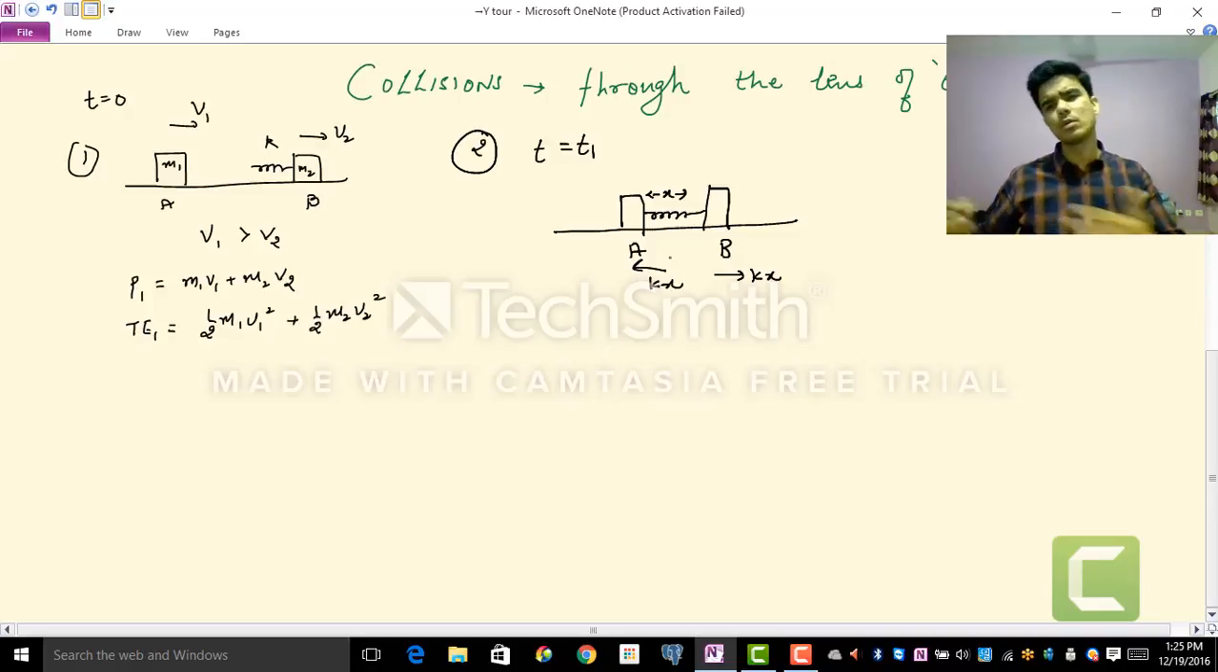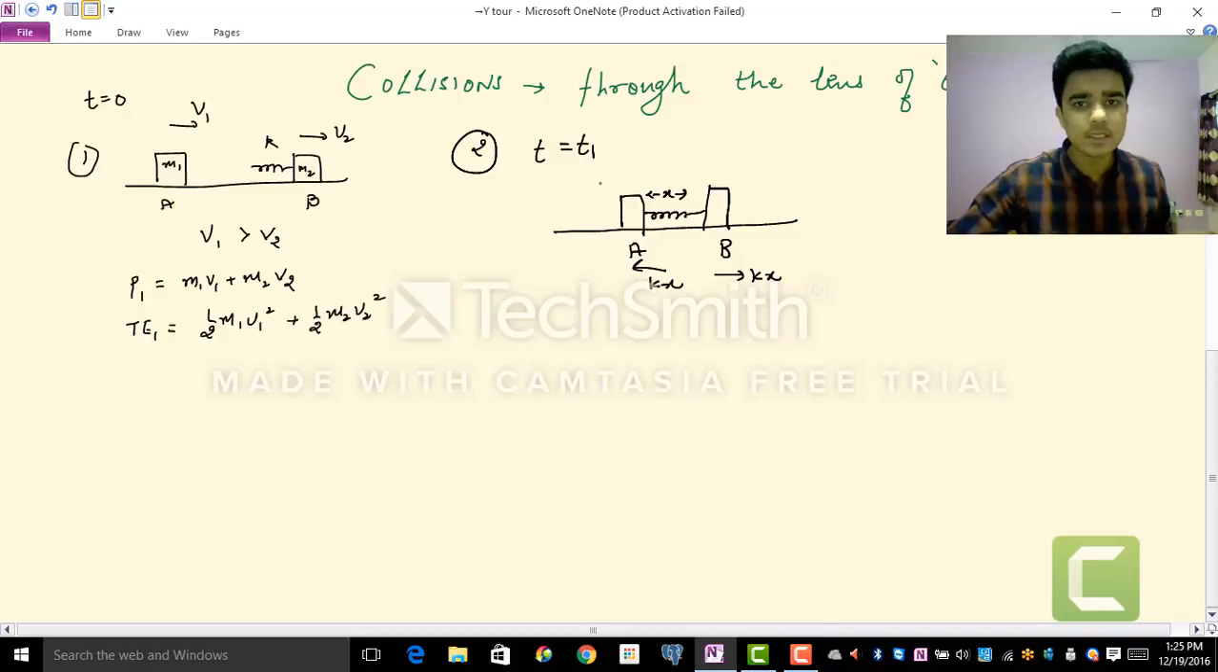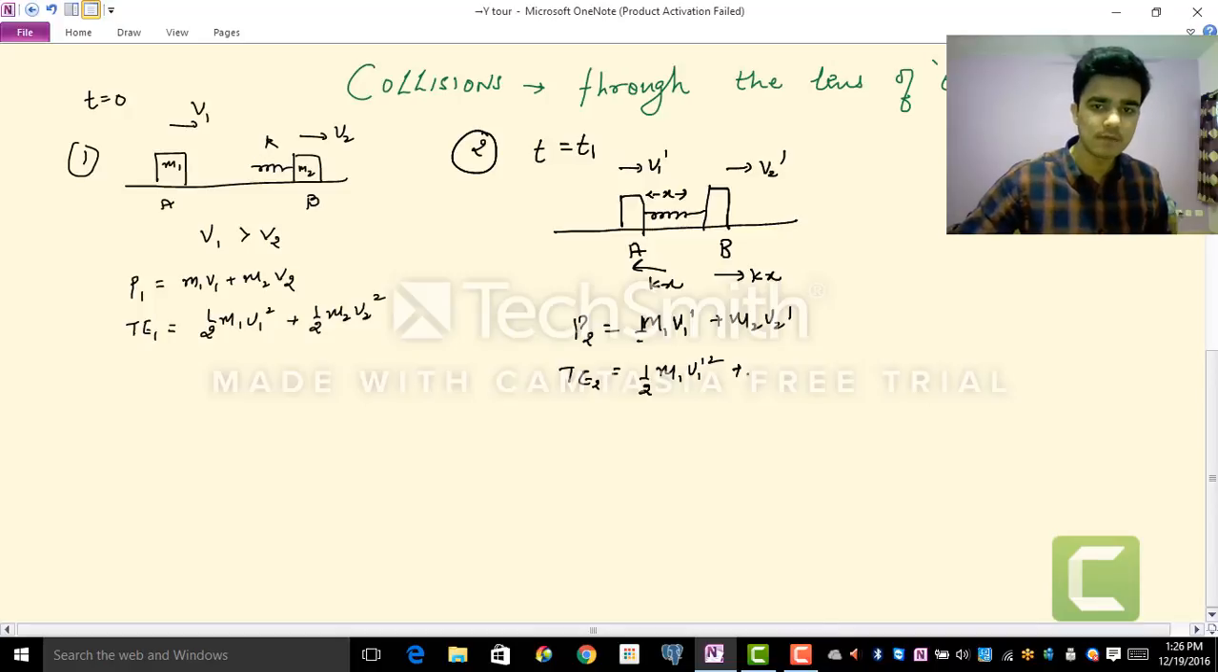But let's not conclude those things; that does not hold a lot of significance to us. What holds significance right now is the total momentum of the system and the total energy of the system. Let us say at this instant object A has speed v1 dash and object B has speed v2 dash. The total momentum at this instant will be m1 v1 dash plus m2 v2 dash, and the total energy I would write as half m1 v1 dash square plus half m2 v2 dash square.